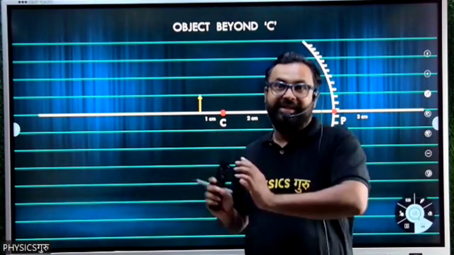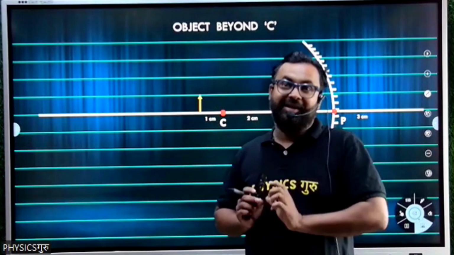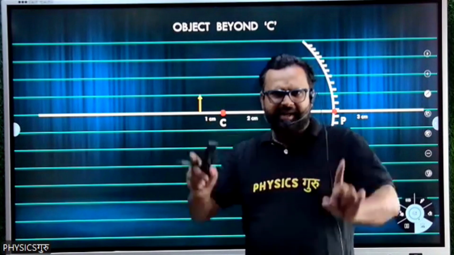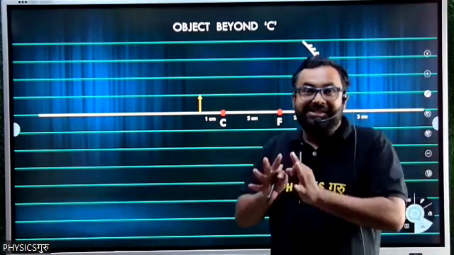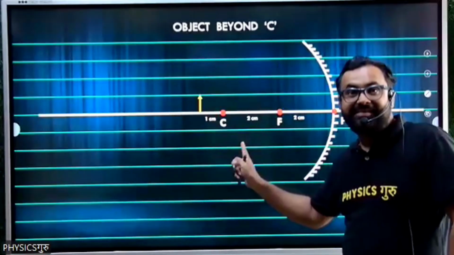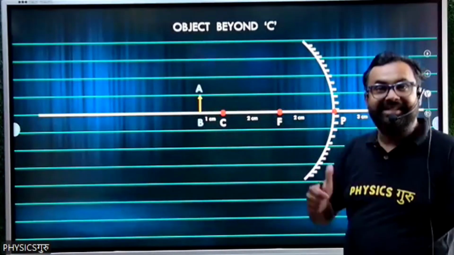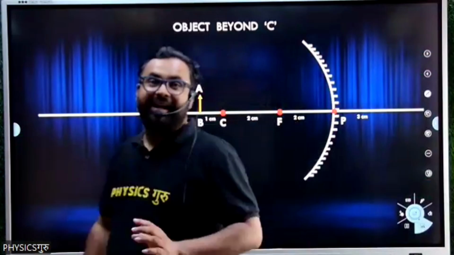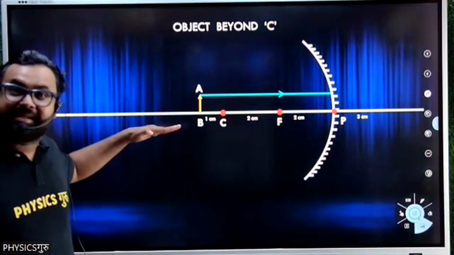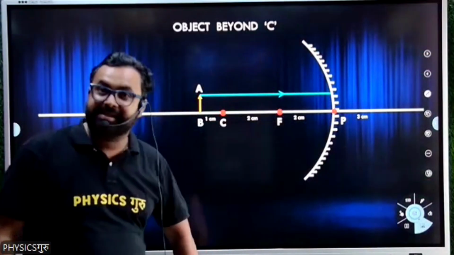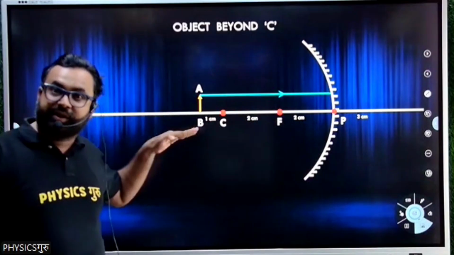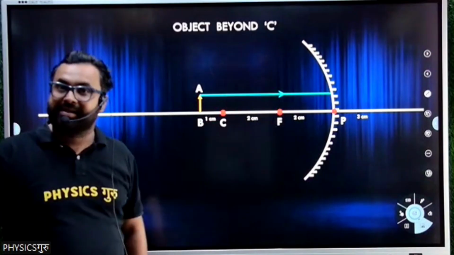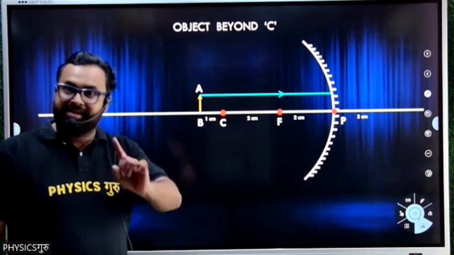We are just doing the last revision of this particular topic, so it's a rough diagram we have to draw. A concave mirror, with the object placed beyond C, means at infinity. Step number one, we need to draw a ray parallel to the principal axis. Clear? Practice this diagram with me.